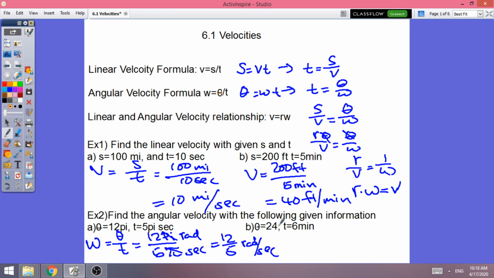Okay, now we can try this one right here. 24 radians, and the time is 6 minutes. So 24 radians over 6 minutes. It is divisible, so it's 4 radians per minute. Again, it's pretty basic so far. Now let's move on to the next slide and see what else we have.